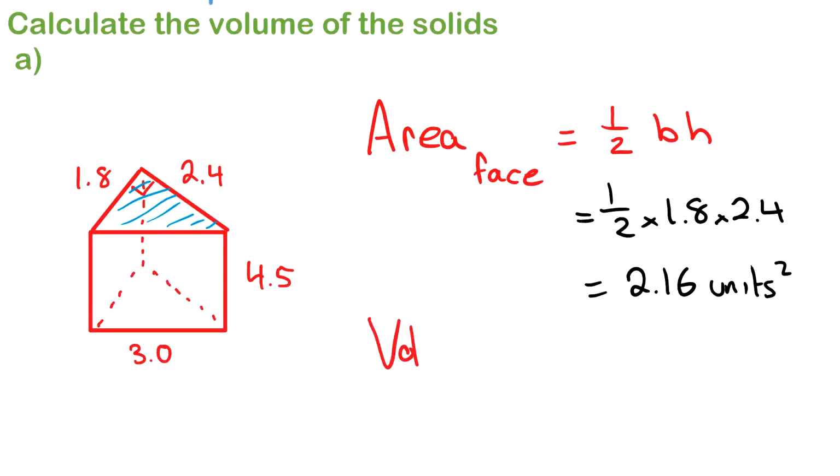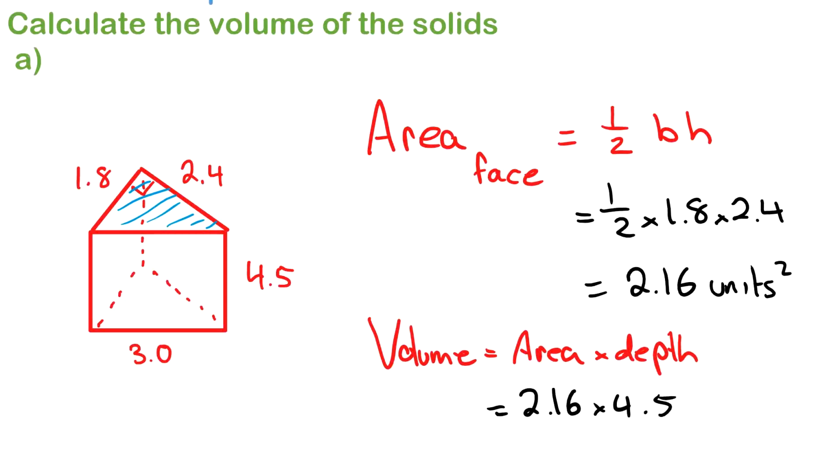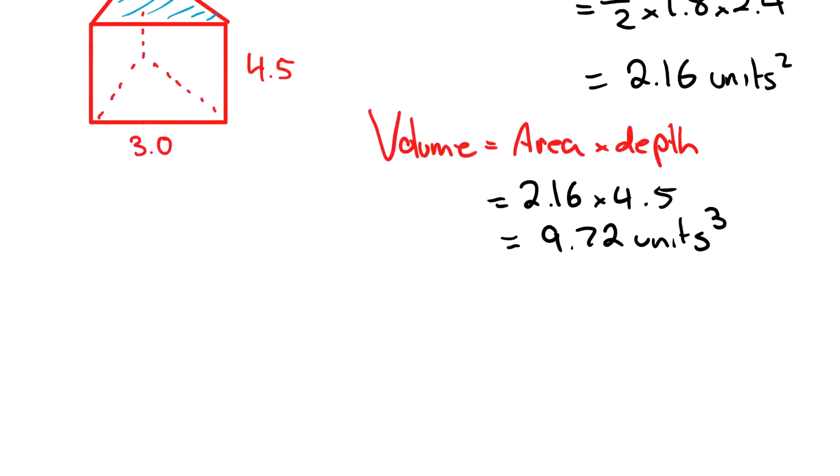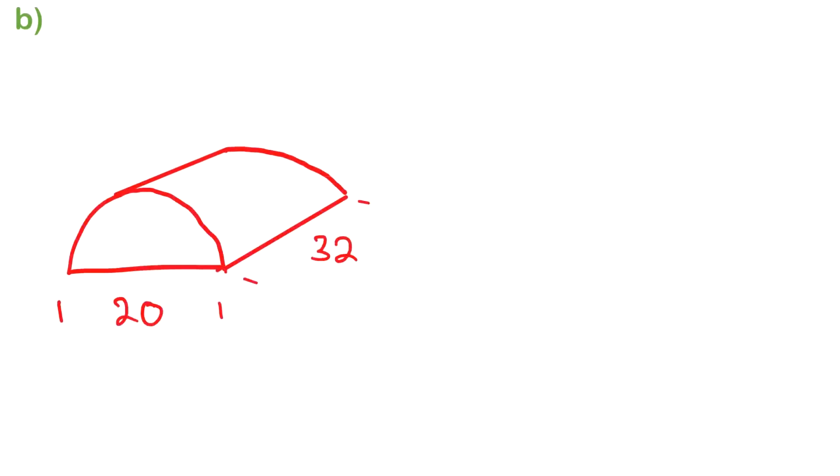Alright. The next thing we need to do is multiply that by the depth. So our volume is going to be the area times depth, or in this case height. You could refer to it as height. So here we're going to have our 2.16 multiplied by 4.5. And that comes out as 9.72 units cubed. Remember, volume is in units cubed. Now, we'll go down to the next one here.